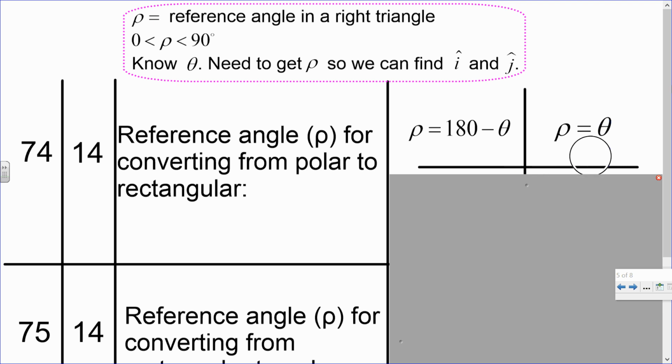Gets more interesting as we talk about other quadrants. If theta says we're really out here somewhere, so we know polar, so we know that. But we need to come up with the rho so that we can figure out i hat and j hat. Always draw the right triangle going to the x-axis. We need this angle right here. So if it's 180 from the positive x-axis to the negative x-axis, if this much of it is theta, rho is the piece that's left if we take 180 minus theta.